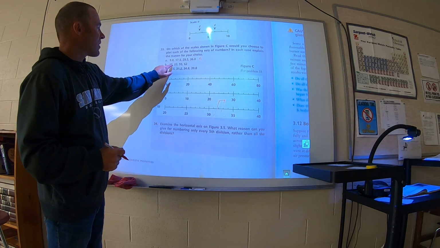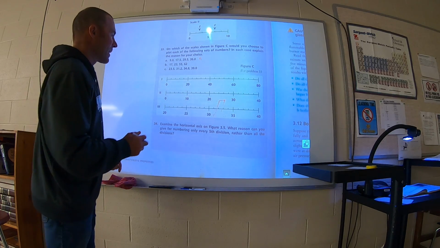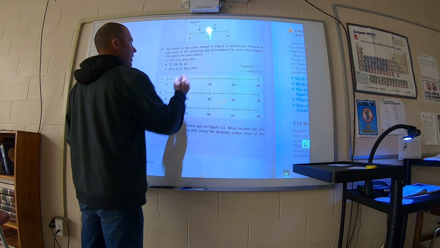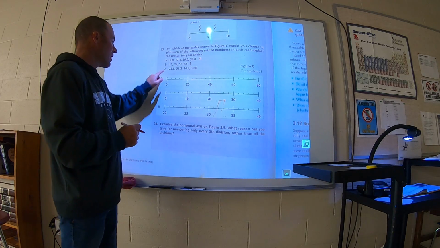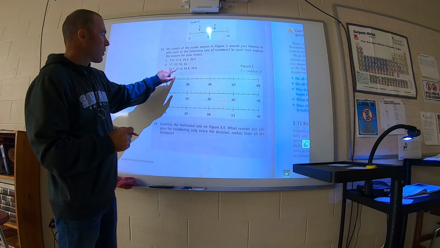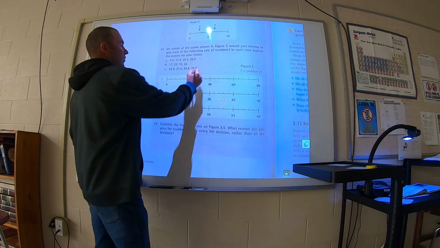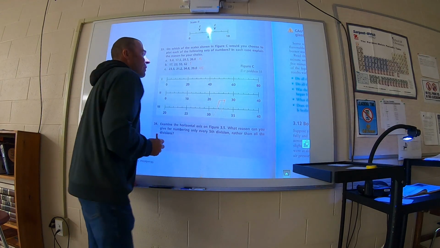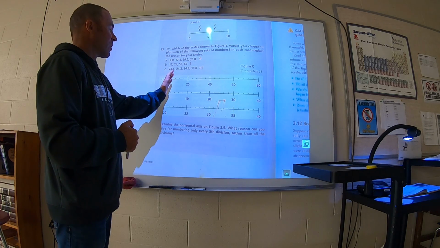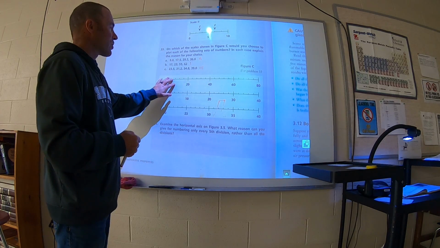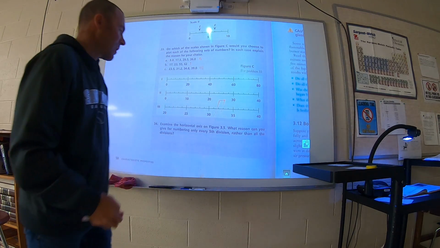On B, we've got 17, 23, 55, and 62. The best scale for that would be scale 1. All right, we get a little bit of space at the beginning, and a little bit of space at the end. And then letter C, 23.5, 31.2, 34.8, 39.0. The best scale for that would be scale 3. And the reason why for all of these is because they give you a little bit of room before the first number and a little bit of room after the last number on the scale.